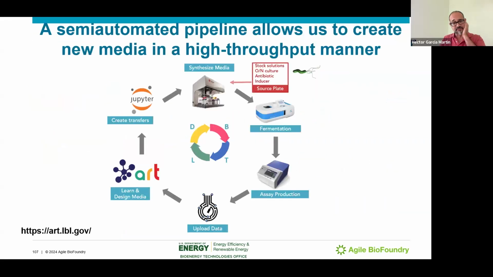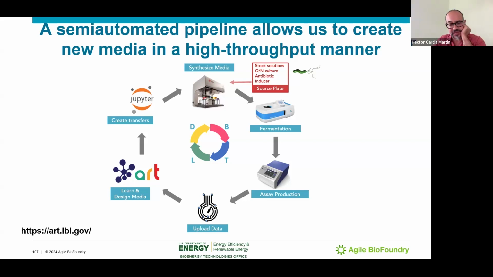Next. In order to feed enough data for ART, we created a semi-automated pipeline that allowed us to create the new media in a high throughput manner. If you look at the top, we synthesized the media with a Biomek liquid handler, and then we added the strain and the antibiotic and the inducer, and we fermented it in a BioLector automated fermentation platform.